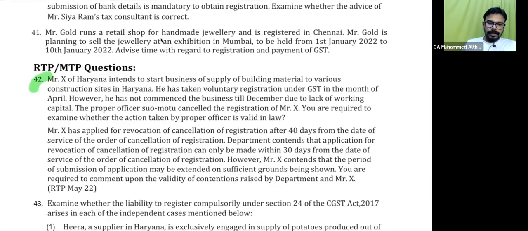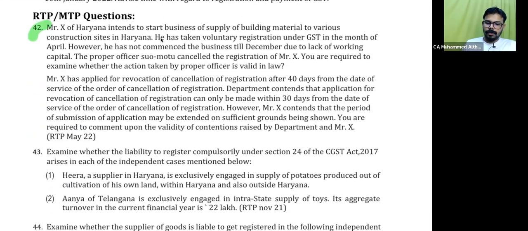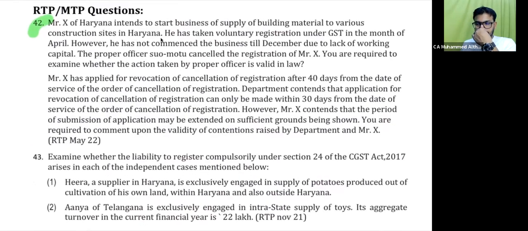This is your RTP question, RTP May 22. Do this question number 42.